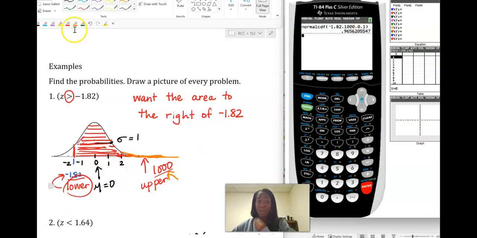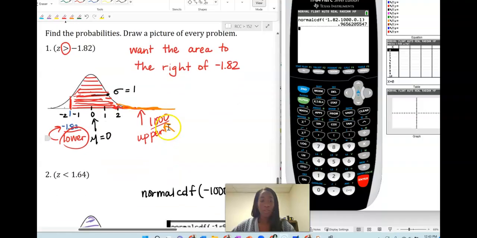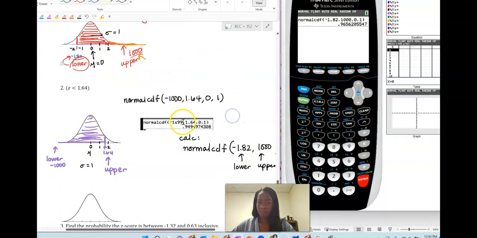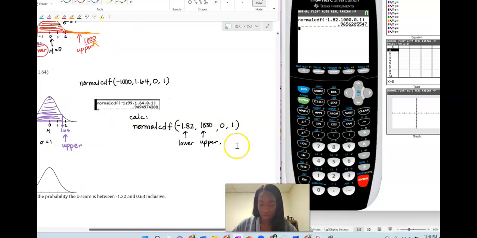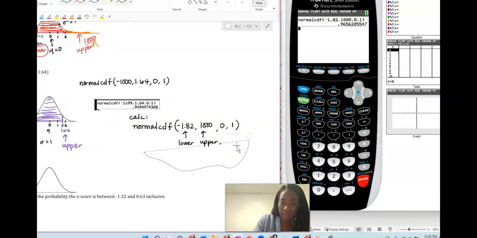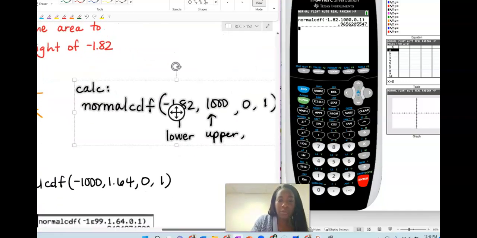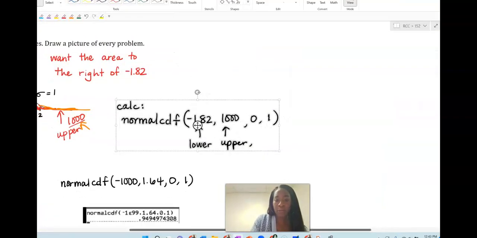0.9656 for our answer. So really quickly, what I had put into the calculator, it was down here. Sorry, I know y'all are looking at a bunch of stuff right now. I'm making a bunch of videos at the same time. But this is what we put into the calculator.